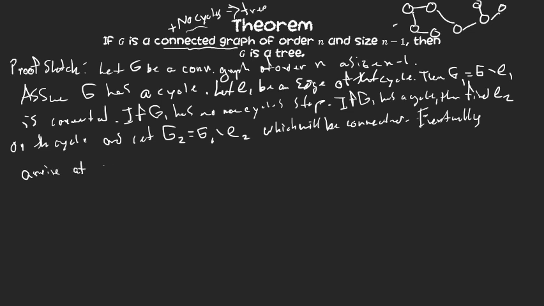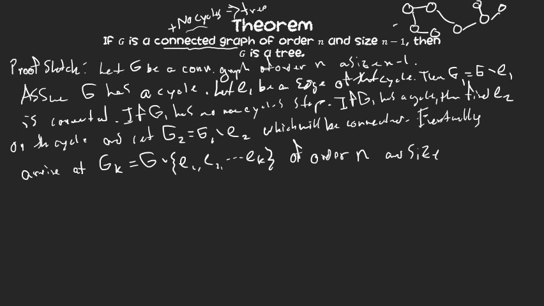arrive at GK, which is going to be G minus this set of edges, E1, E2, through EK. And so what's going to be its order and its size? Well, we didn't remove any vertices. All we did was remove edges. So it has order n and size, well, how many edges did I remove? I removed k. Remember, it's possible k is 1. That's okay. That means we stopped right here, and then k would be 1.